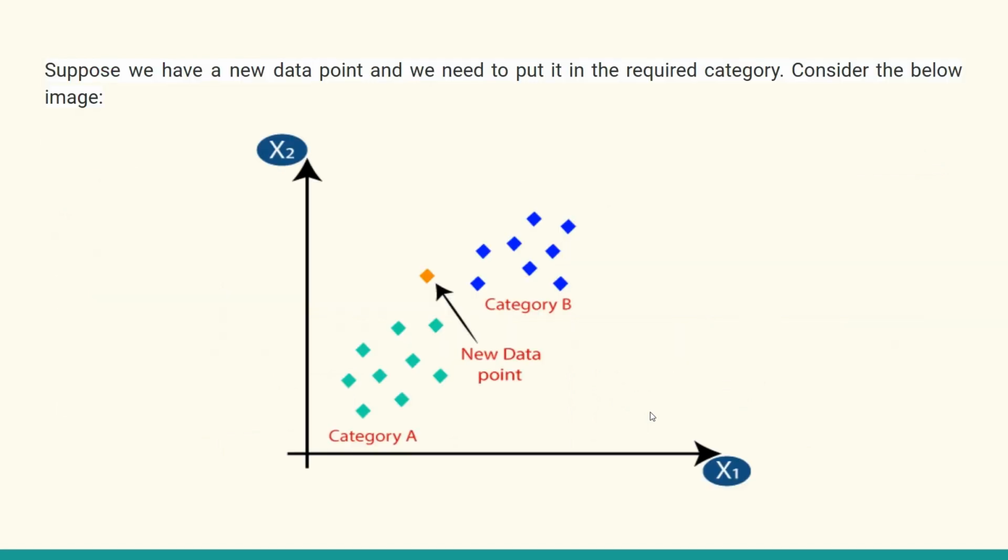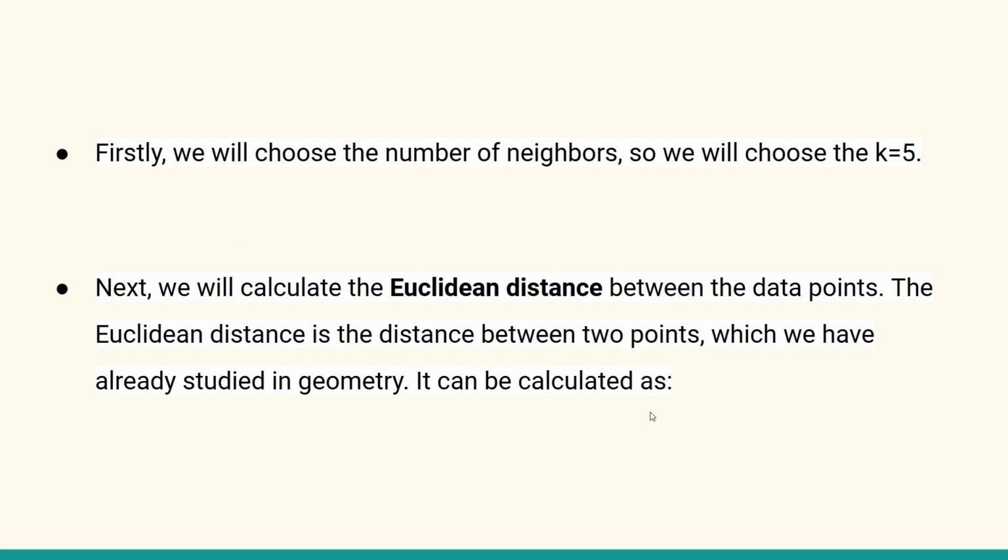Suppose we have a new data point and we need to put it in the required category. Consider the image. See this image. X1, X2 is there, category A, category B, and the new data point. Firstly, we will choose the number of neighbors. So we will just choose k equal to 5. Next, we will calculate the Euclidean distance between the data points.